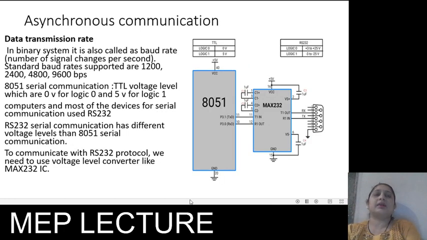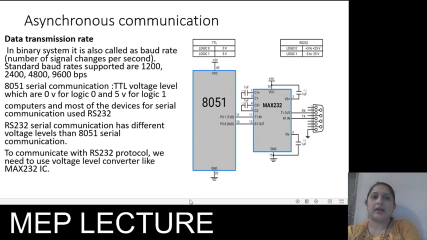Now, when we transmit the data, what is the transmission rate? In binary system, data transmission rate is also called a baud rate. That is the number of signal changes per second. Most standard baud rates supported by 8051s are 1200, 2400, 4800 and 9600 bits per second. Now, when we talk about the 8051 serial communication, it supports TTL voltage level. That is logic 0, 0 volt, logic 1, 5 volt.